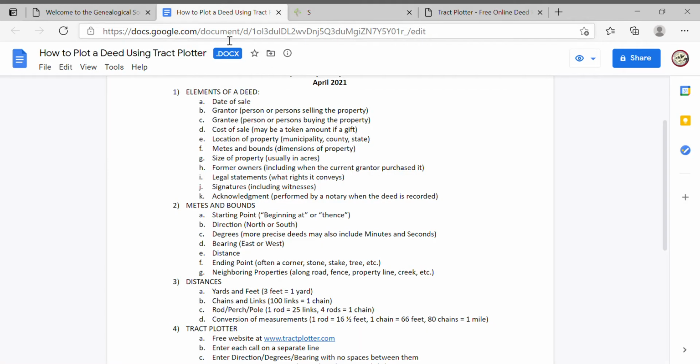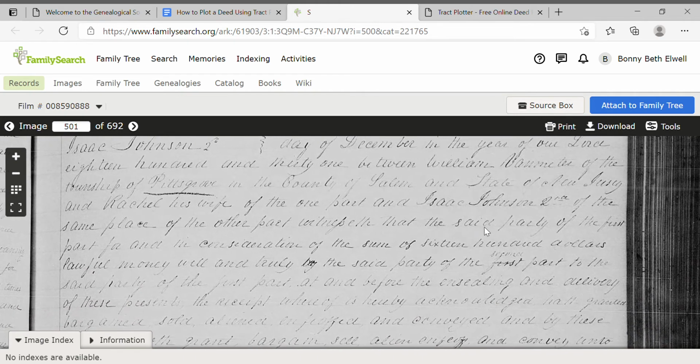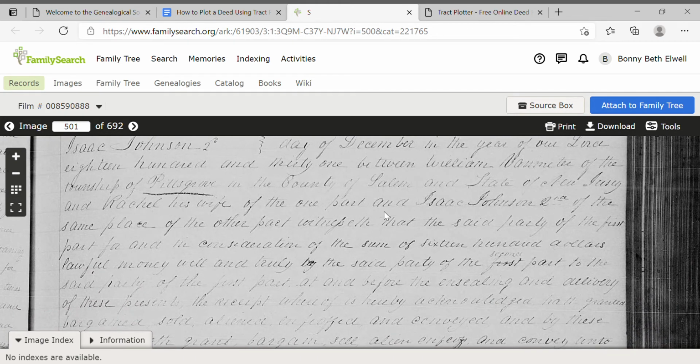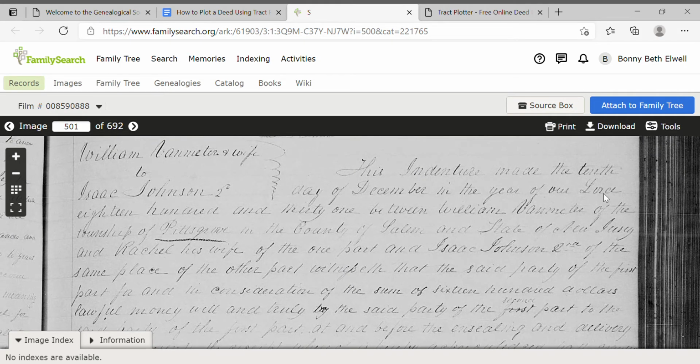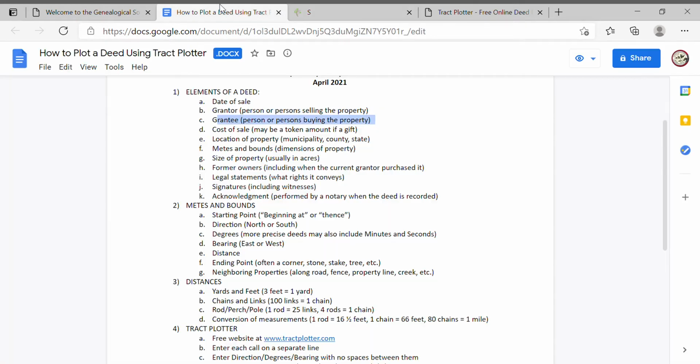The next item on the deed is the grantee, the person or persons buying the property. In this case, the grantee is Isaac Johnson II. It says here, "and Isaac Johnson II of the same place of the other part." So far we have the date of the deed, December 10th, 1831, the grantor, William Van Meter and Rachel, his wife, and the grantee, Isaac Johnson II. Isaac Johnson II was my ancestor. After that, it goes on to the rest of the deed information.